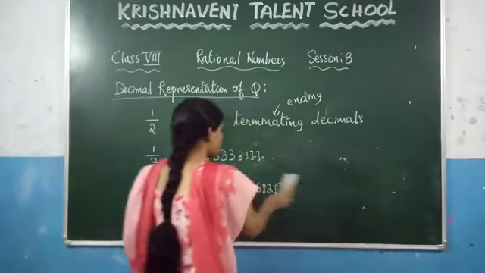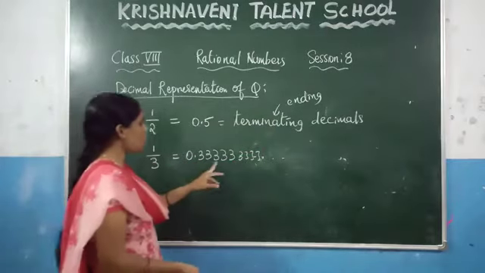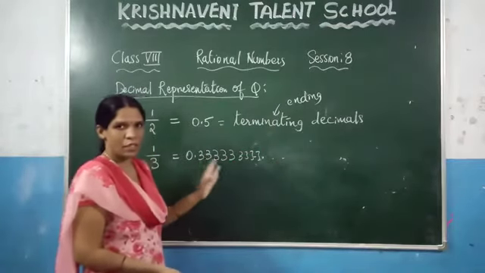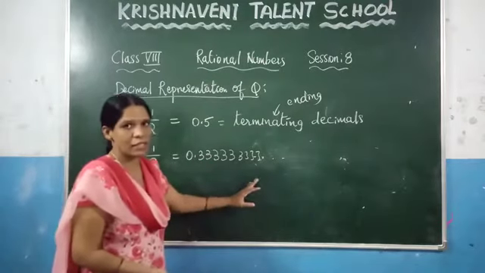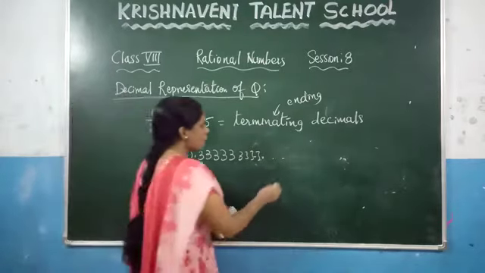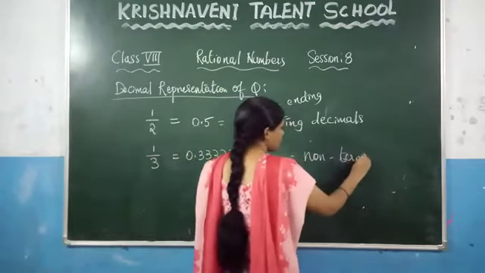Now see the next example. Here after calculation we got 0.3333 and so on. Here you can observe that after the decimal point it does not have any end. Those types of decimals we call non-terminating decimals.